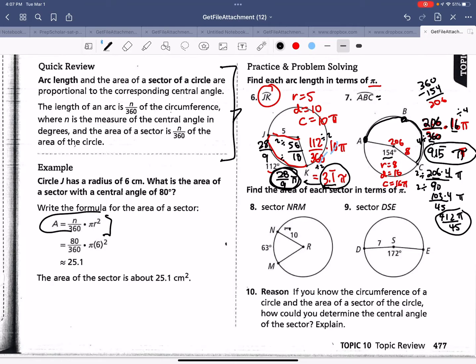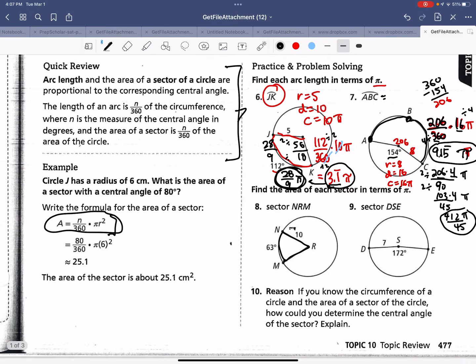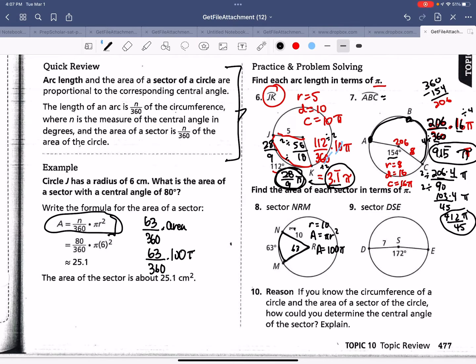It says for sectors, I'm going to use this formula, right? So I have a sector, and my angle has to be 63 degrees. So if my radius is 10, the area of my circle is pi r squared. So that would be 100 pi is my area. So I want the fraction 63 over 360 times my area. So 63 over 360 times my area, 100 pi. It says leave it in terms of pi.